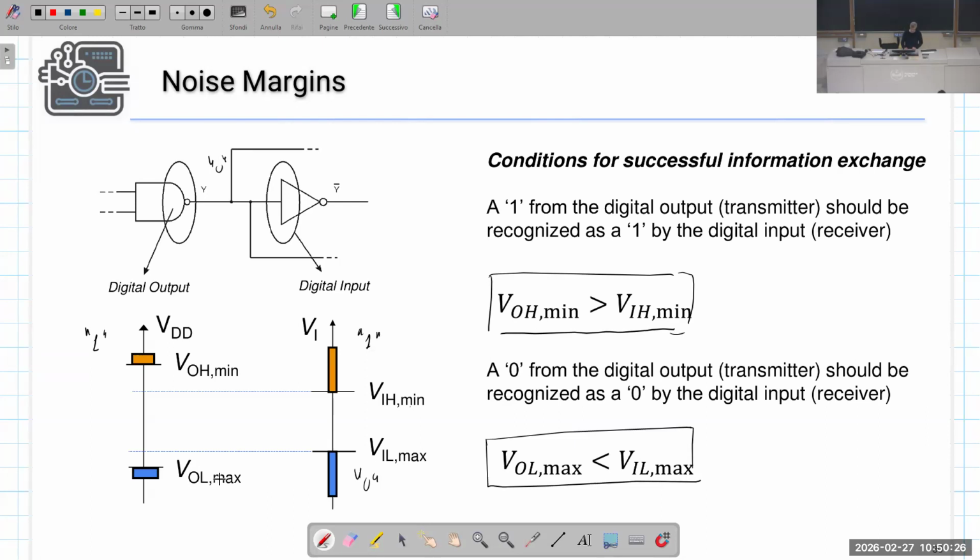The problem is when the output voltage at the low level tends to get close to VIL, or the output voltage at the high level goes down and gets close to VIH. Okay, please. Overlap? What do you mean, overlap?